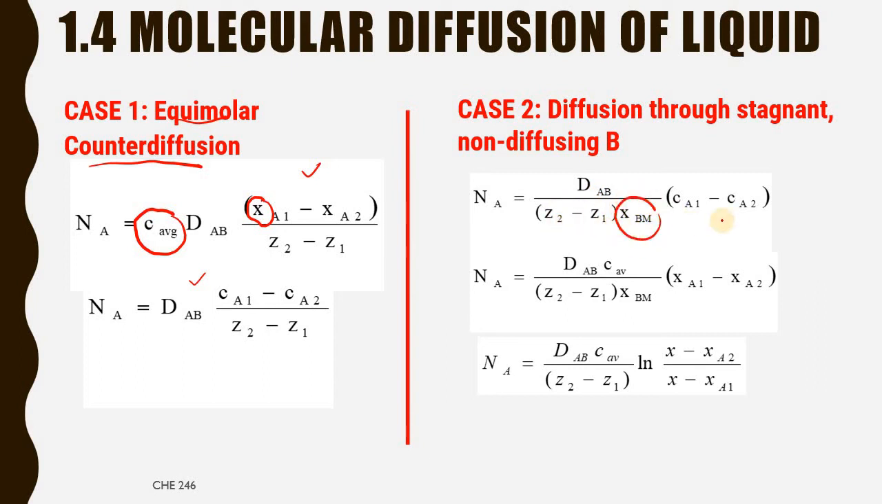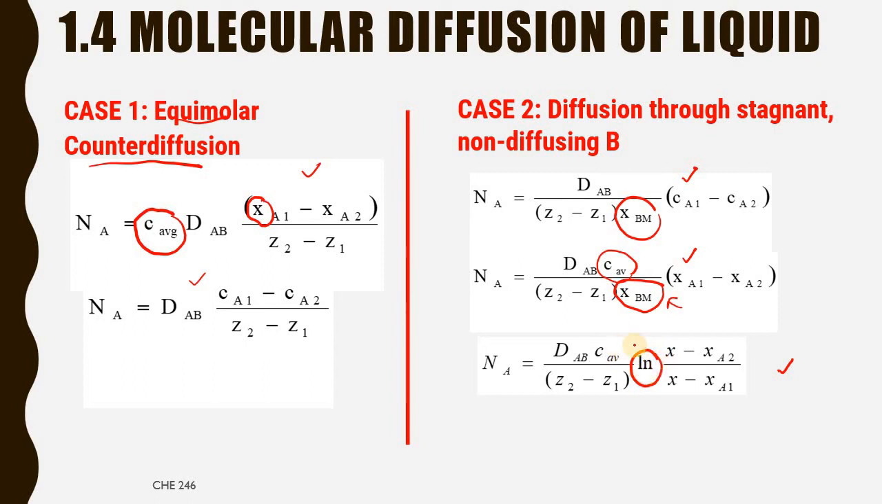Remember XBM. If you use concentration here, you don't have to put C average. If you want to use molar fraction here, you need to put C average here. Another term is the ln, this is the X term, a molar fraction term. So in molar fraction, if you do not want to calculate for XBM, you have to put ln here.